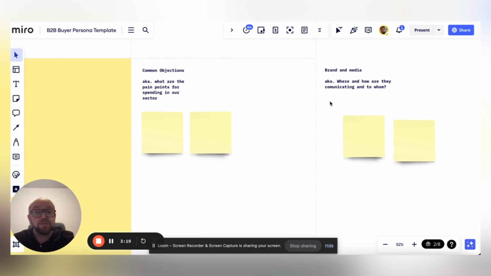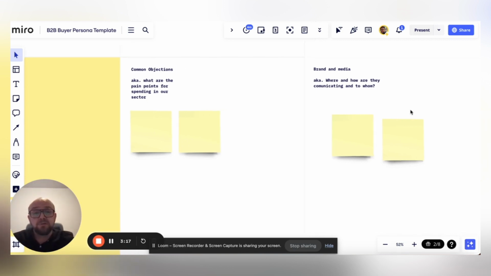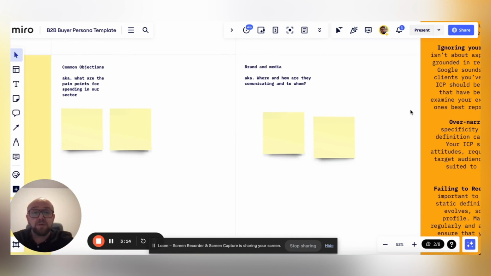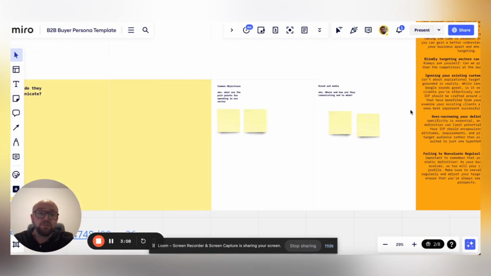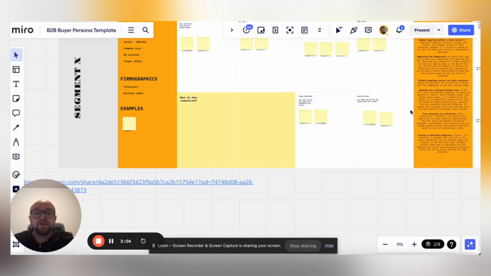So look for information like that, but also check out brand and media. Try to check out what and to whom they communicate on their social media, Google, industry directories. This will be valuable information for your marketing teams.